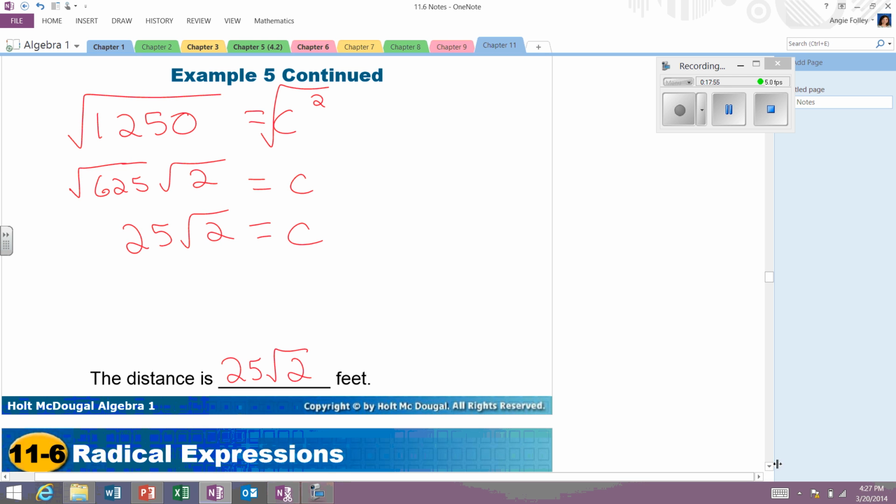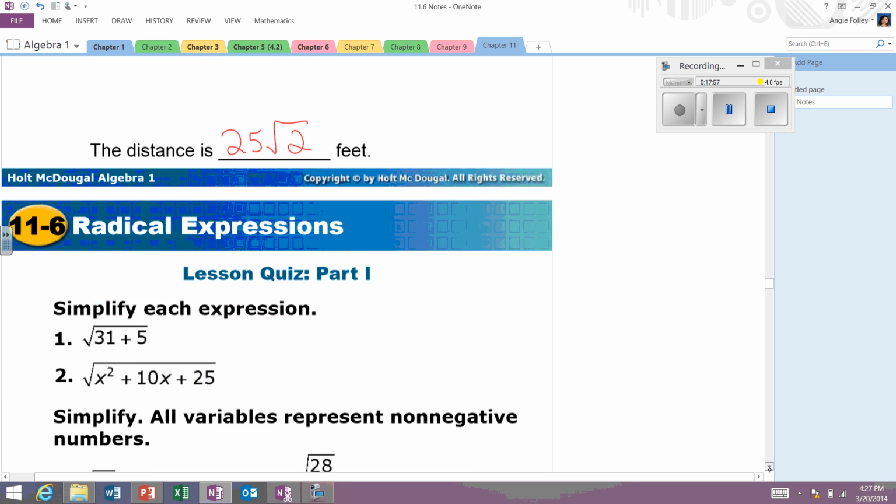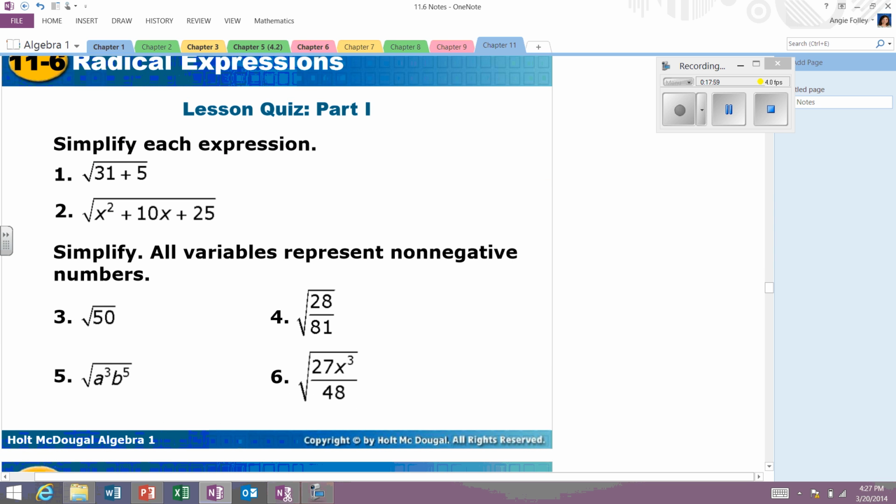Okay? Let's try these lessons. So go ahead and pause and just try these lesson quizzes, see if you guys are on the right track. And then I'll go ahead and do them. All right, so 31 plus 5 under the radical becomes the square root of 36, which is 6. This one I need to split up into x plus 5 times x plus 5.